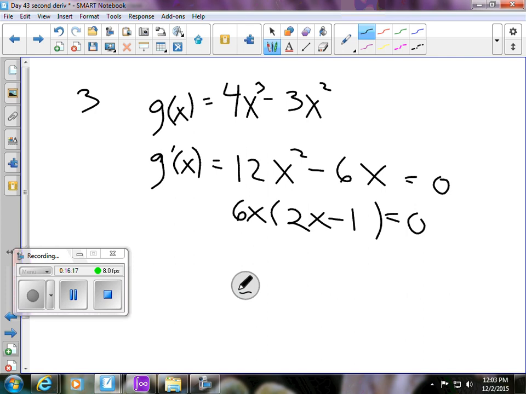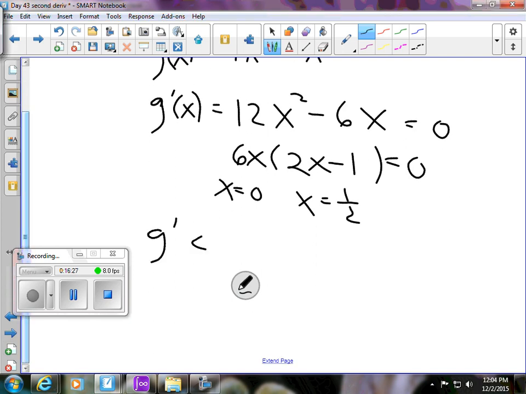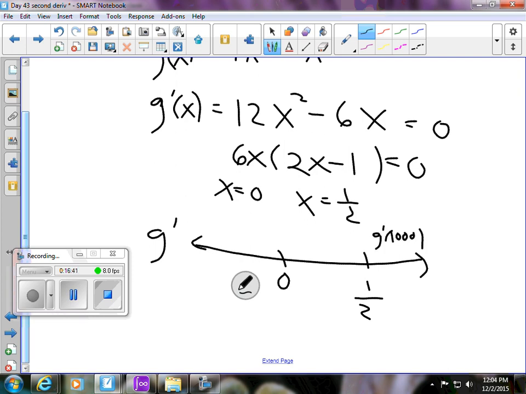X equals. Okay, so you got the right critical values. All right, so I'm trying to see where the mistake is. So we make our little g prime. Let's take a number greater than a half. How about 1,000? G prime. Okay, any number greater than a half, we're all going to get the same answer. The first factor, positive or negative? How about the second factor? So the product is positive.